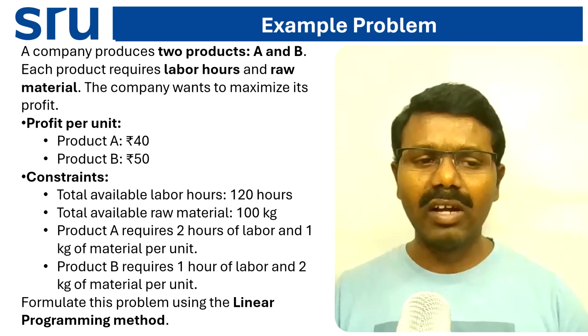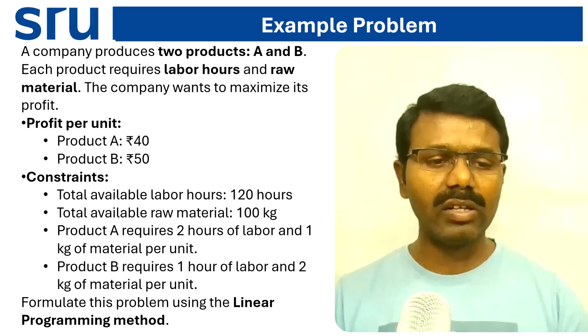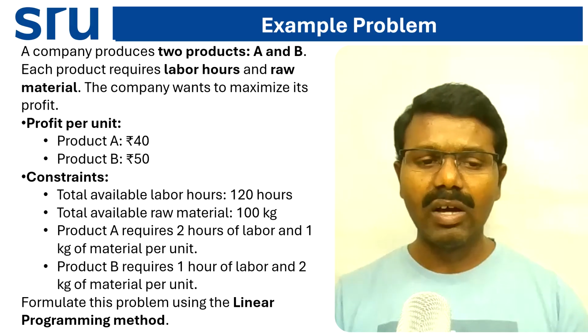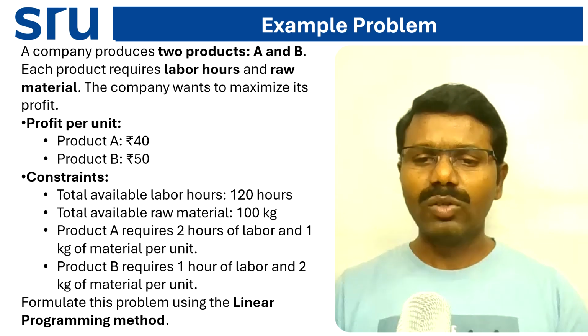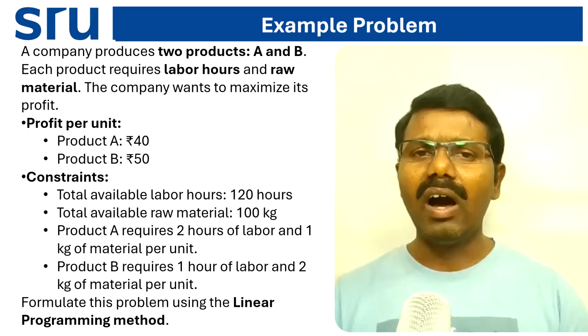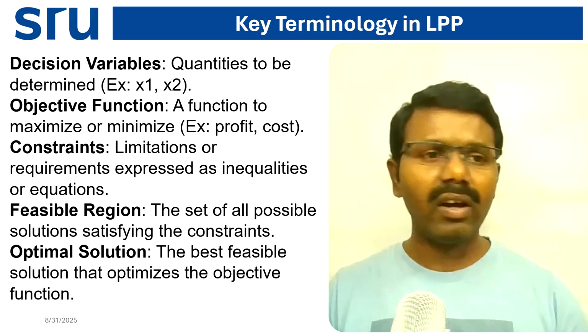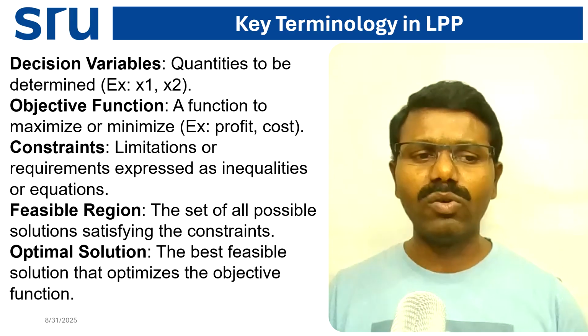The constraints are these: the total available labor hours are 120 hours, and the total available raw material is 100 kgs. Product A requires 2 hours of labor and 1 kg of material per unit, and product B requires 1 hour of labor and 2 kgs of material per unit. Formulate this problem using the linear programming method. If you want to solve it, what is the first procedure? We need to first understand the problem and define it. If we take it clearly one by one, we can understand the 5 steps here.